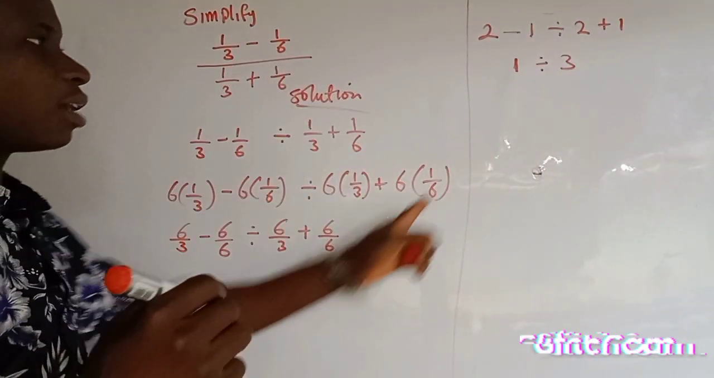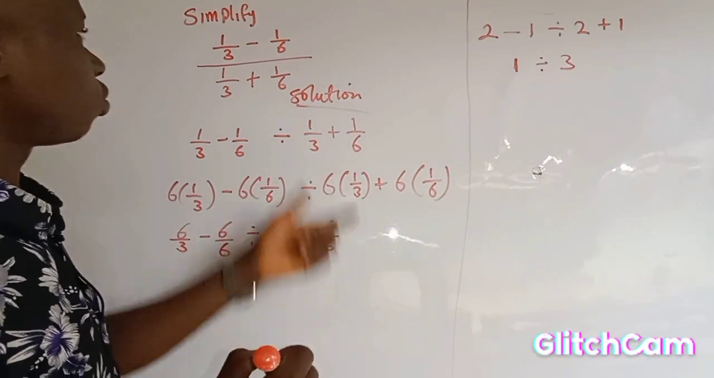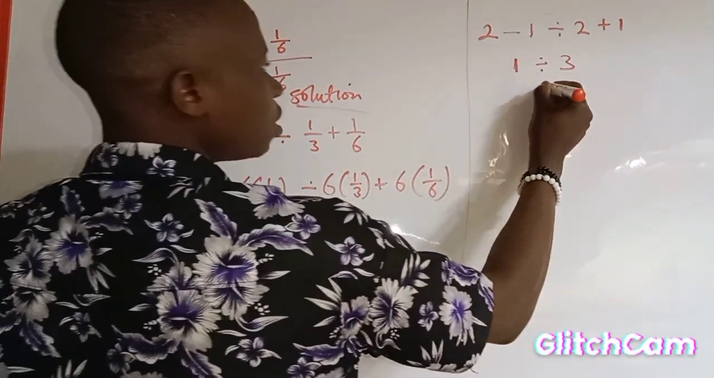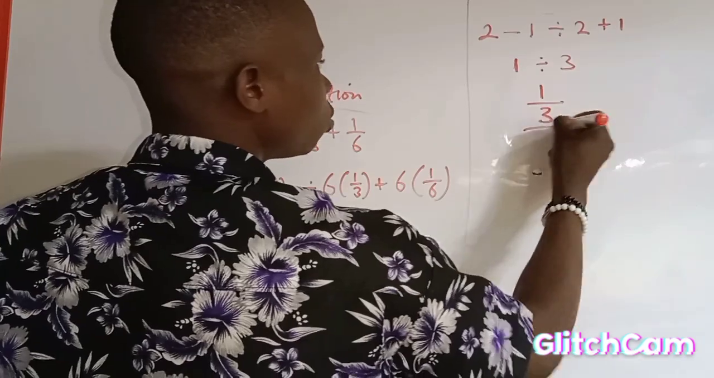So our final answer will be 1 divided by 3, which we convert into this fraction, 1 over 3. So this is our answer.